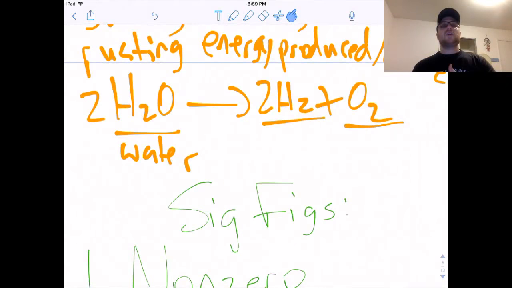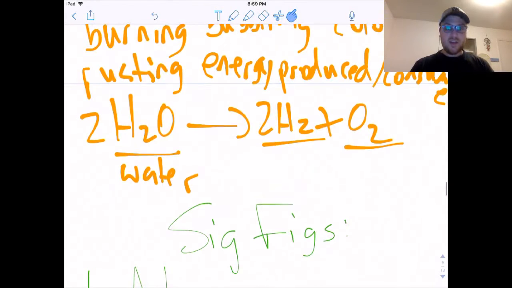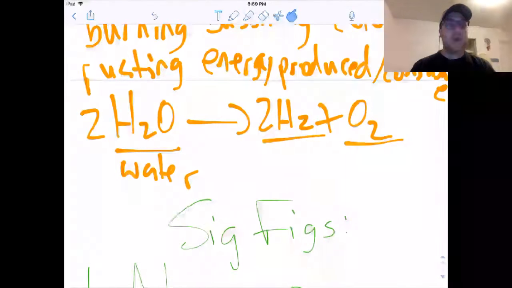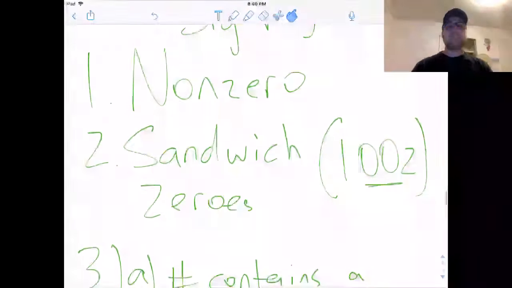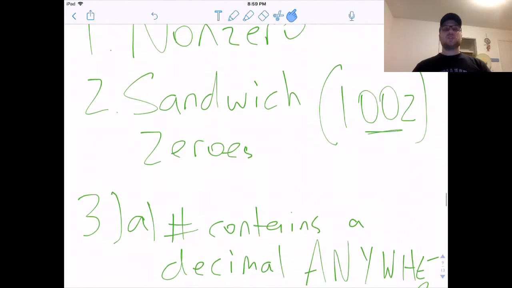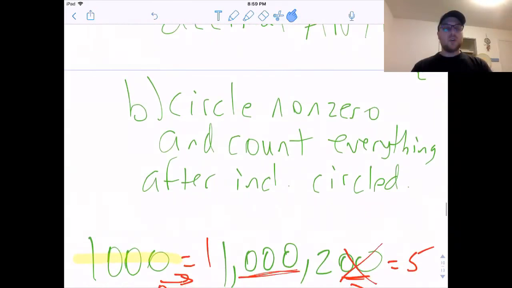1,200,000 had 5 because the 1 and the 2 counted, and then the zeros were sandwiched in between that 1 and 2. The zeros after the 2 did not count because they were not sandwiched and there is no decimal. 0.001 only had 1 because the first non-zero we see is at the very end. So the zeros before that 1 don't count in this decimal.